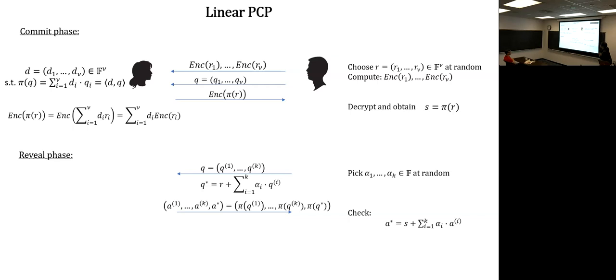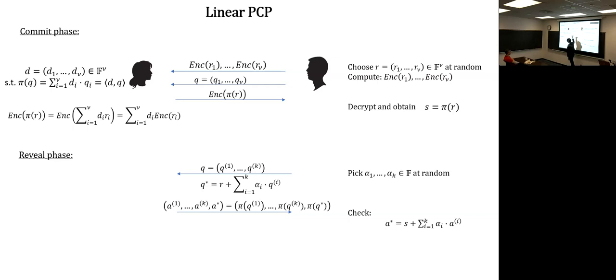The prover selects a vector t, which are field elements d1 to d nu, such that the proof of the query vector can be computed as the inner product of d and q by exploiting the homomorphic property. And then the encryption of pi of R. So basically, pi of R is the proof on the randomness vector R. But remember, the prover has not received the randomness vector R from the verifier. What the prover has received are the encryptions of the randomness vector.